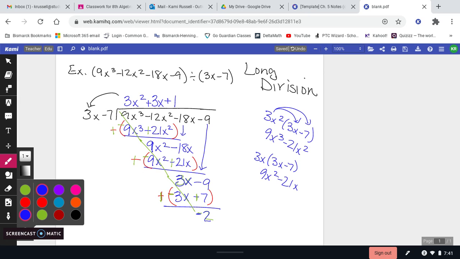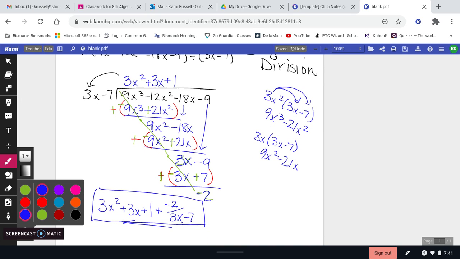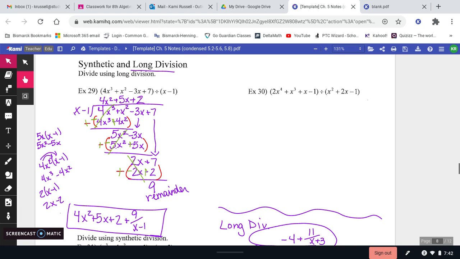So to write my answer, it's going to be 3x squared plus 3x plus 1. And my remainder is plus a negative 2 over 3x minus 7. Now if you want to, you could say minus 2 over 3x minus 7. That's fine, same thing. So I wanted to show you that again. Now let's go back to your regular notes.